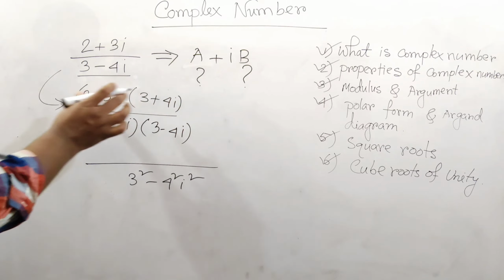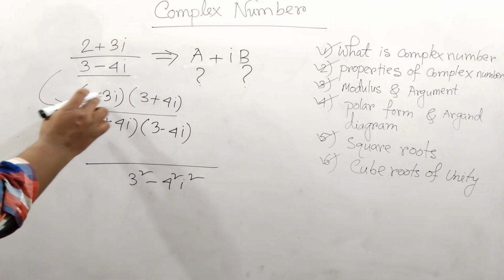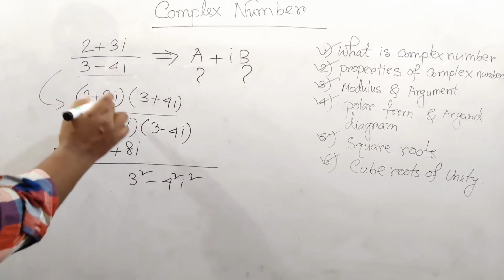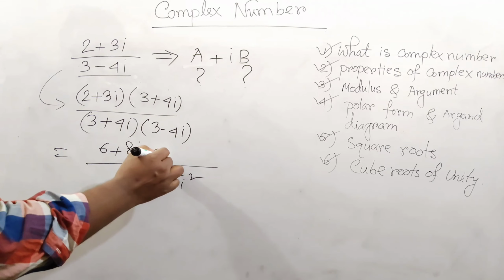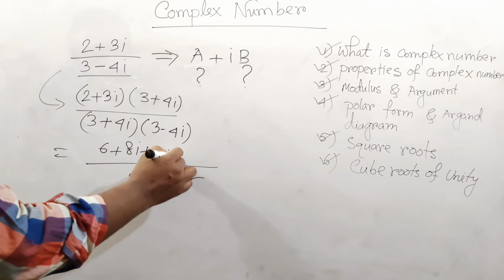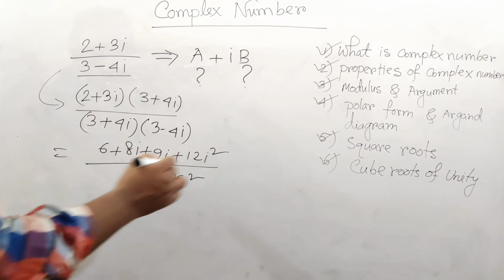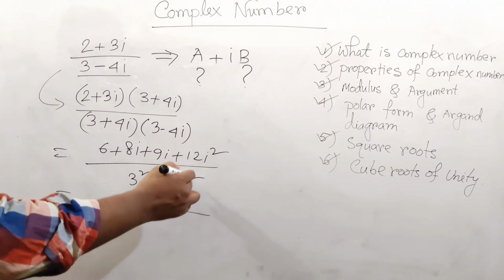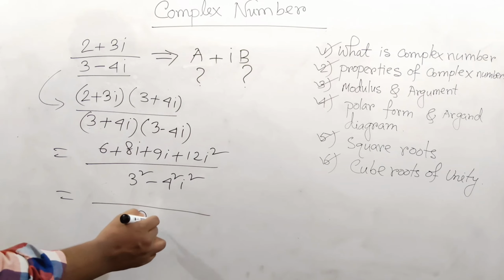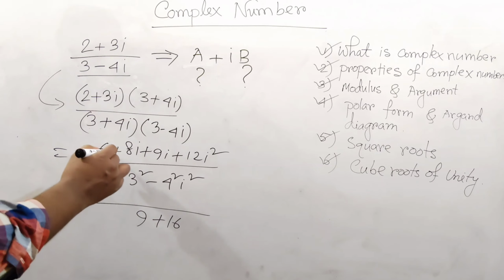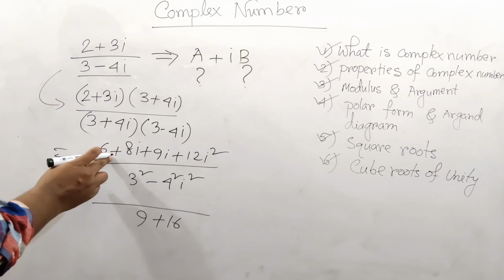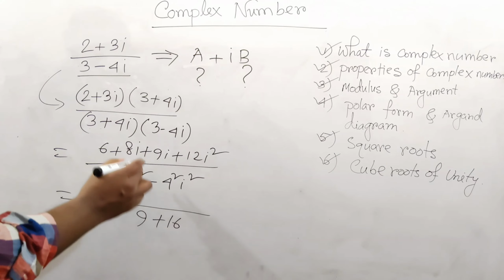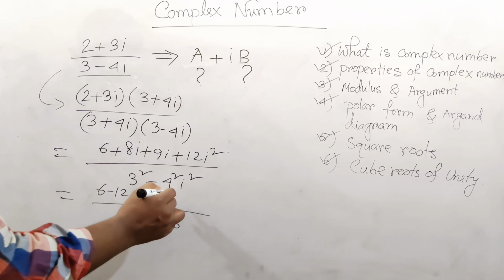In the numerator you just do the normal multiplication: 2 threes are 6, 2 fours are 8i, 3 threes are 9i, and 3 fours are 12i square. We already know that i square means negative 1. So if you put negative 1 here, the denominator is 9 plus 16, and the numerator is 6 minus 12, and 8 plus 9, 17i.